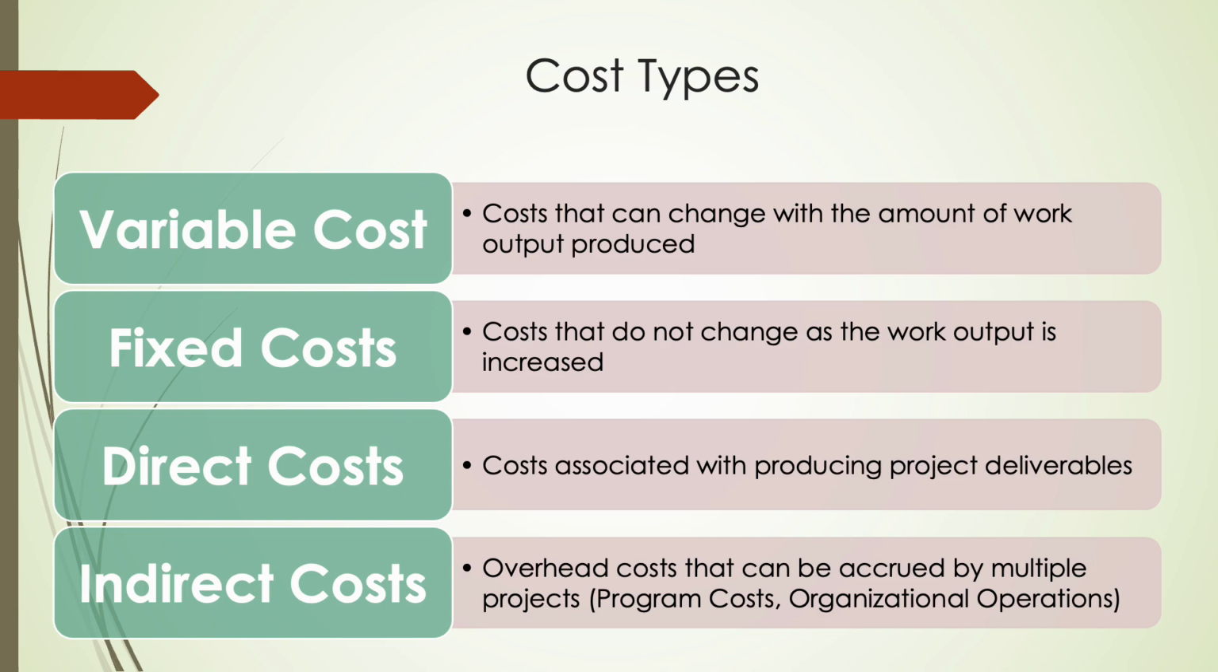Direct costs are laser-focused on project deliverables, think materials, labor, and resources specifically tied to a product or service. Indirect costs, meanwhile, are the overhead expenses that span across multiple projects or operations, such as administrative support and facility costs. A clear understanding of each cost type isn't just helpful, it's vital for strategic planning, accurate pricing, and long-term financial resilience.